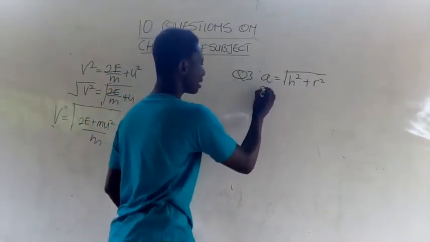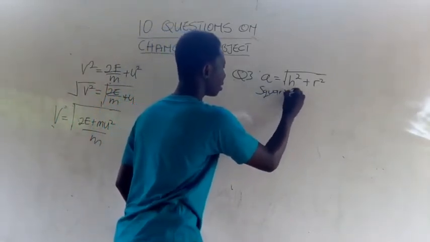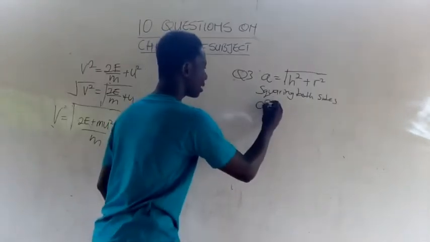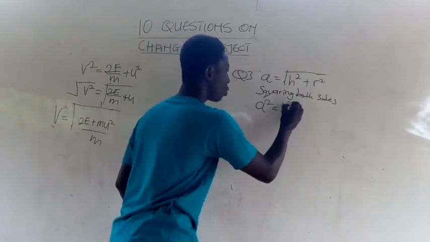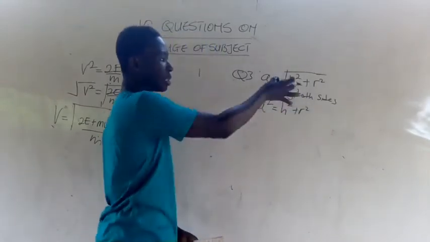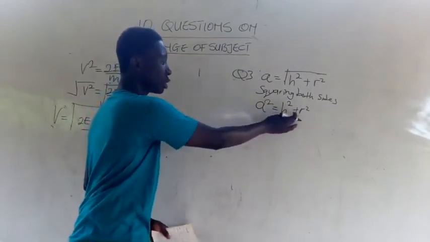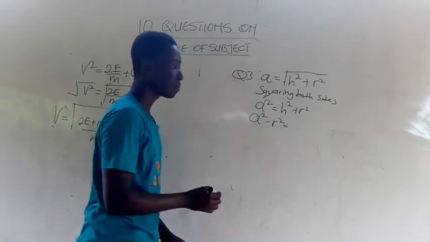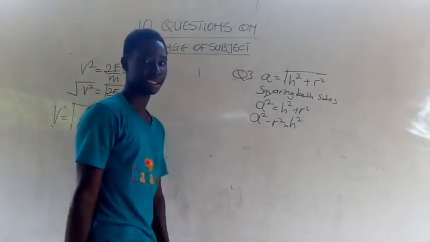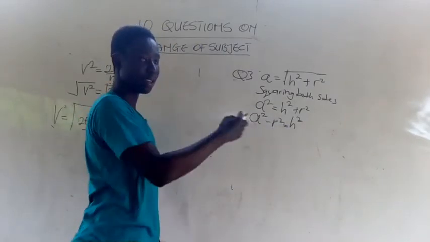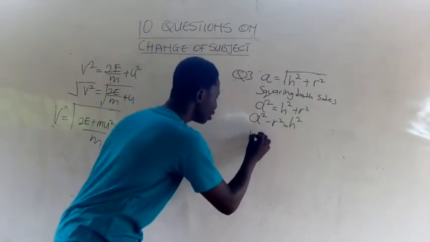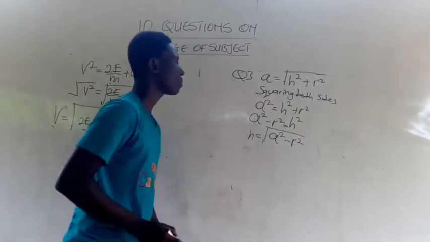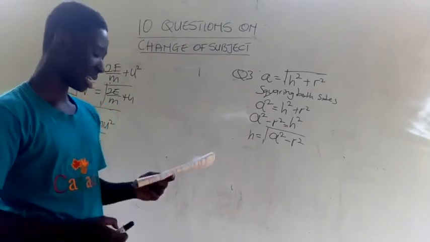So squaring both sides, we are going to get a square is equal to h square plus r square. Then the square root is now off. Now I want h, so we bring this one to this side. I'm going to get a square minus r square equals h squared. Now we want h, so we take the positive square root of both sides, which we are going to get h equal to the square root of a square minus r square. So that will be all for question number 3. Let's move on to question number 4.